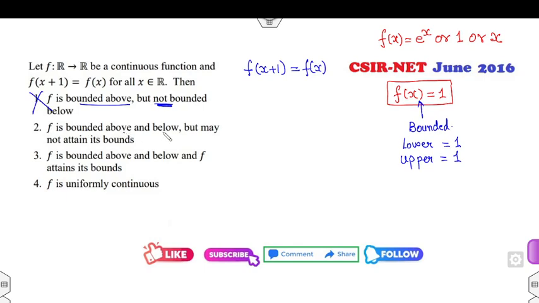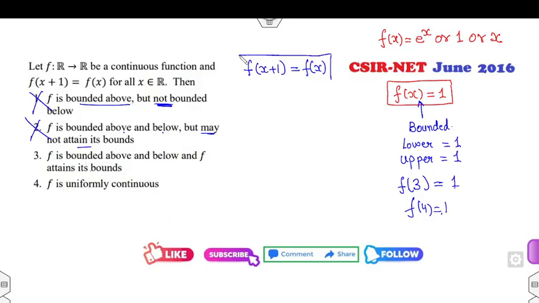f is bounded above and bounded below but may not attain the bound. Can you choose a value of x so that it will be 1? It has infinitely many x. f of 3 is equal to 1. f of 4 is equal to 1. So yes, you can attain the bound. f is bounded and attains the bound. Yes, f is uniformly continuous. But this is only one counterexample. You can't say anything about the continuity or about its boundedness.